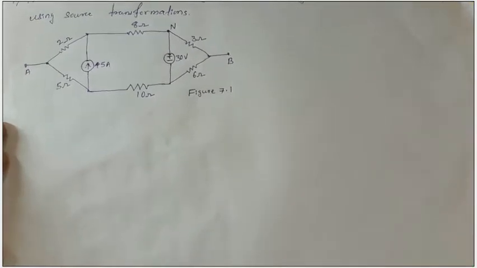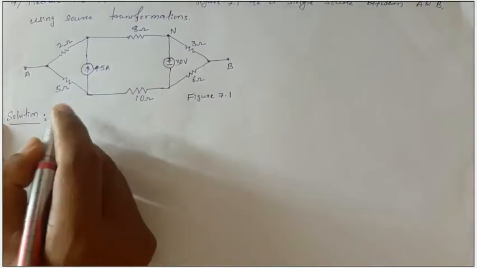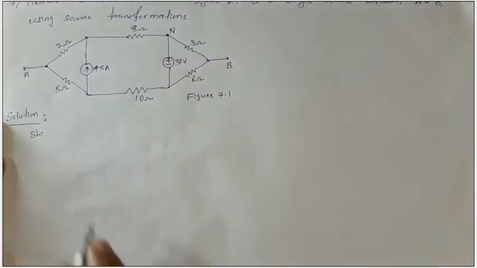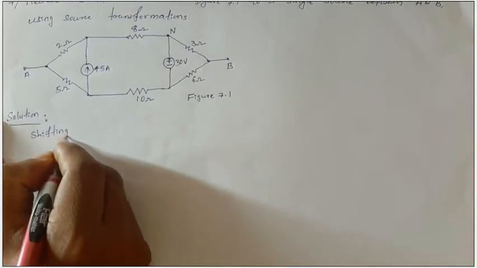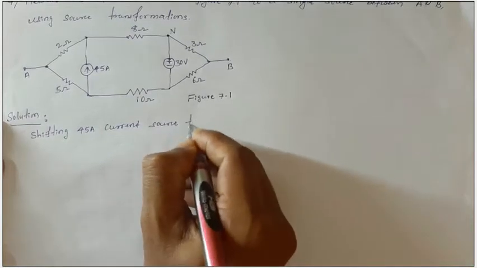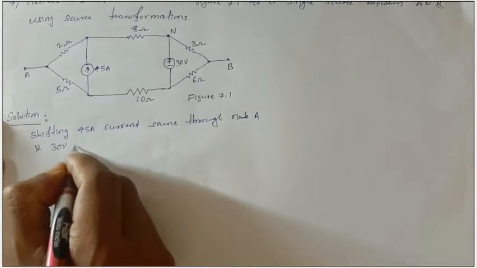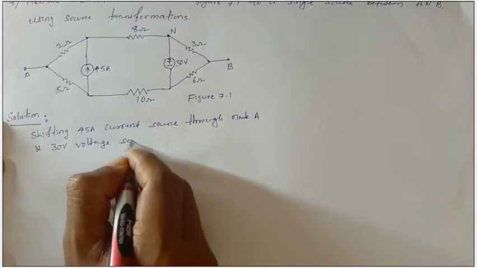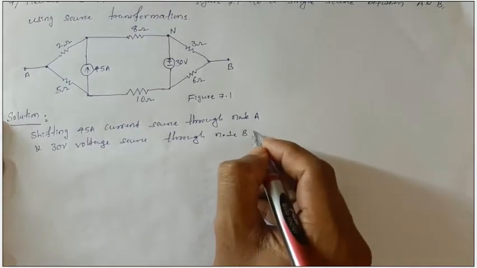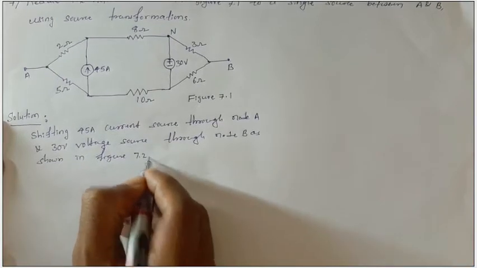Let us start with the solution. So what we do initially, we are shifting the 45 ampere current source through node A and the 30 volt voltage source through node B, as shown in figure 7.2.